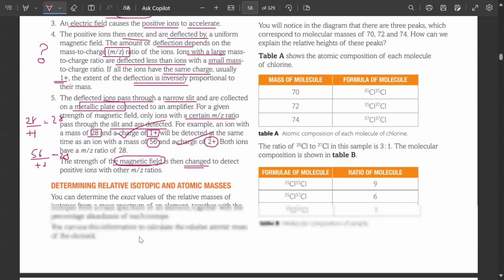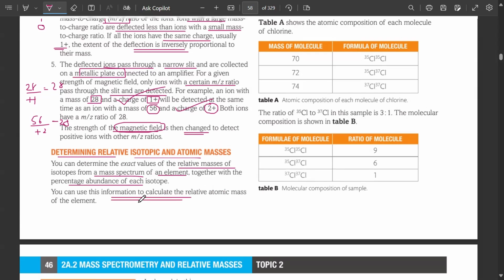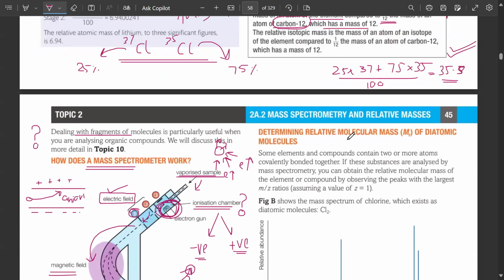Strength change करने से क्या होगा? Maybe now you will see the difference in them as well in their deflection. So once this is done, then you determine the relative isotopic and atomic masses. You can determine the exact values of the relative masses of isotopes from a mass spectrum of an element, together with the percentage abundance of each isotope. You can use this information to calculate the relative atomic mass of the element.